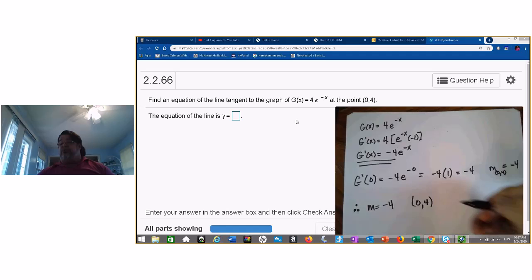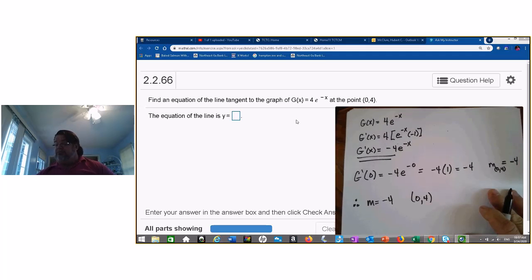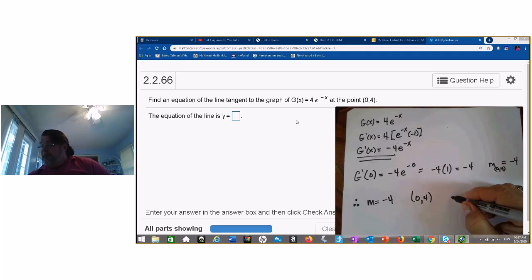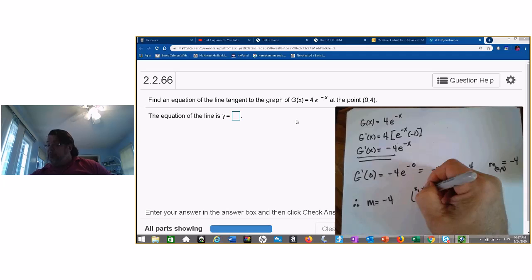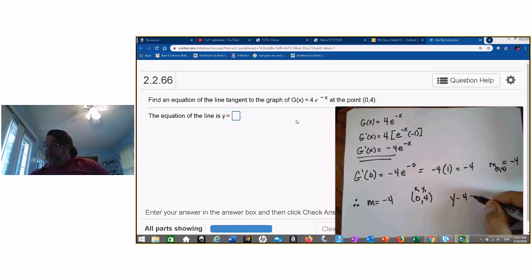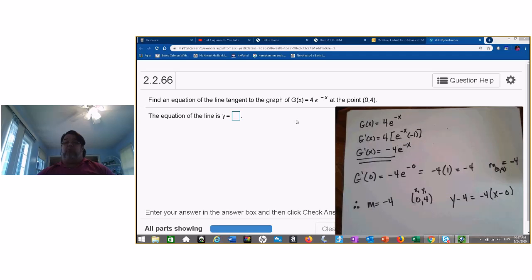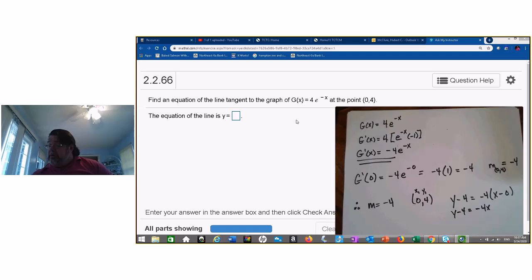So what am I going to use? Point, slope, what? Equation. Y minus 4, x sub 1, y sub 1, is equal to negative 4 times x minus 0. Y minus 4 is equal to negative 4x. Negative 4 times 0 is 0. And y is equal to negative 4x plus what? 4.